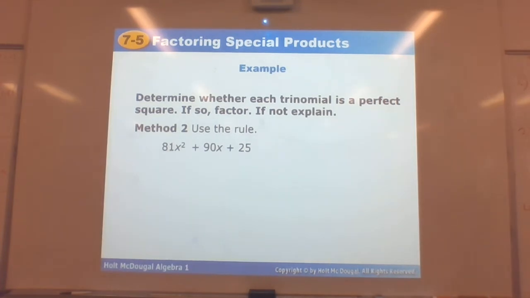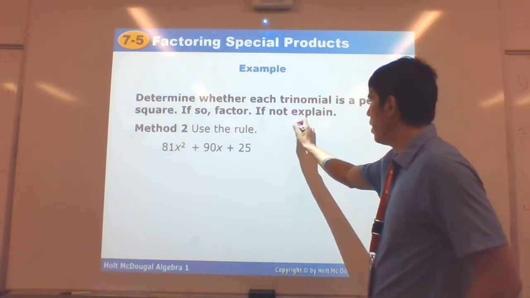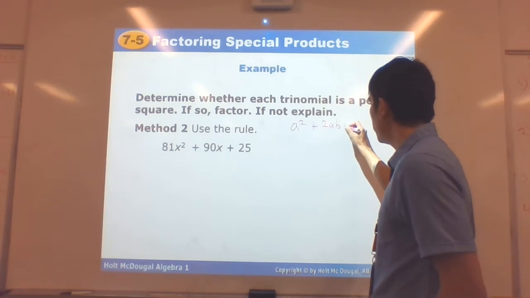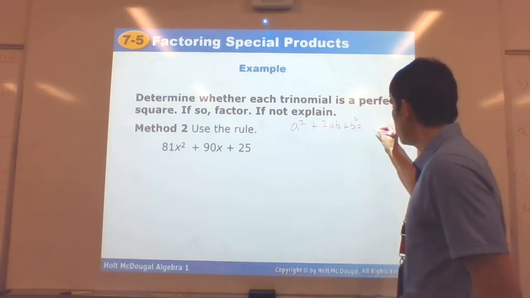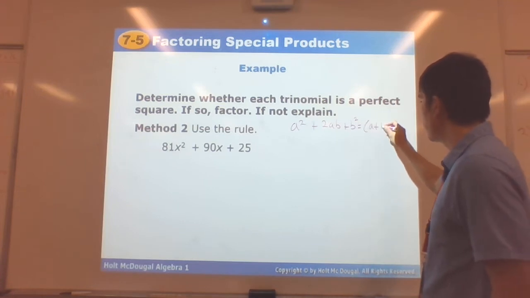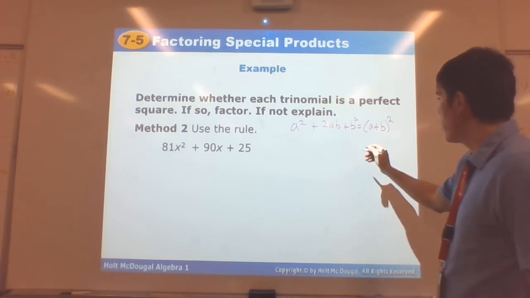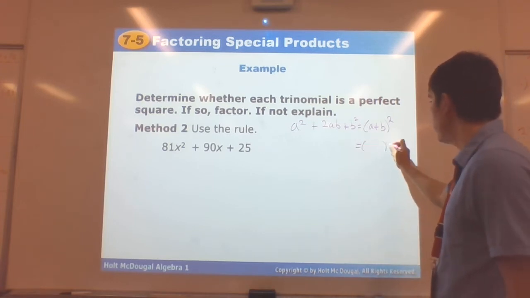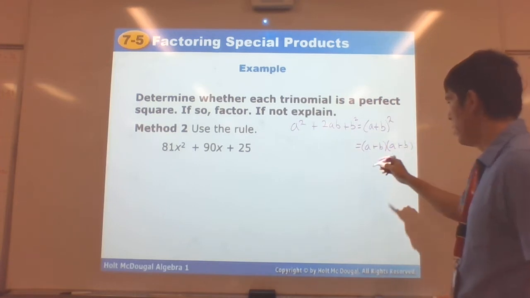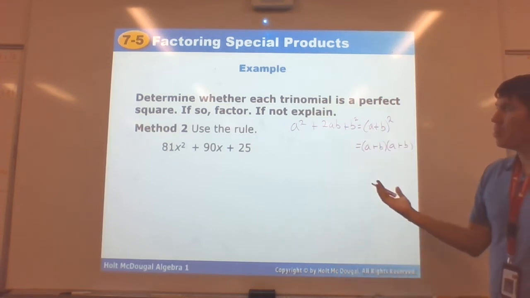So determine whether each trinomial is a perfect square. This applies to this rule here. We have a squared plus 2ab plus b squared, and the rule says it equals (a plus b) squared. We're going to see if this is true. The end product is going to be a plus b, so these are the factors of this trinomial if it follows the rule.